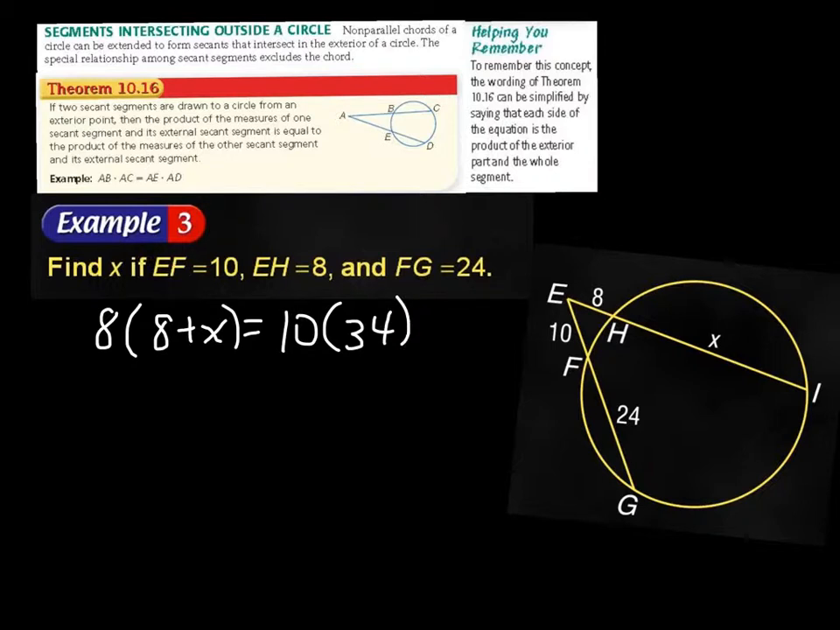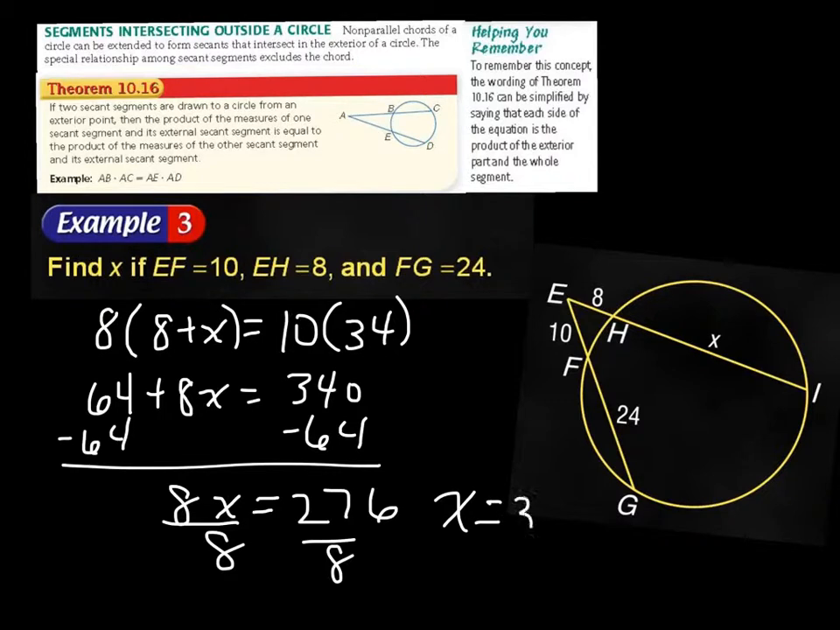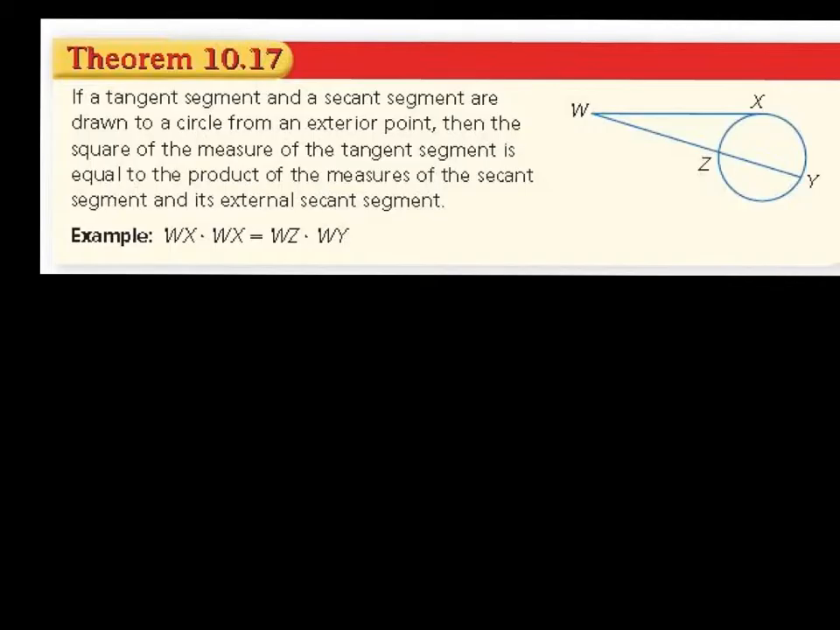So distributing, I have 64 plus 8X equals 340. Subtract 64 from both sides. So 8X equals 276. And divide by 8. And we get X equals 34.5. And we have one more theorem to do.